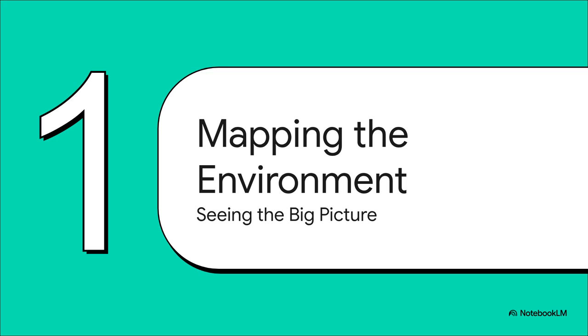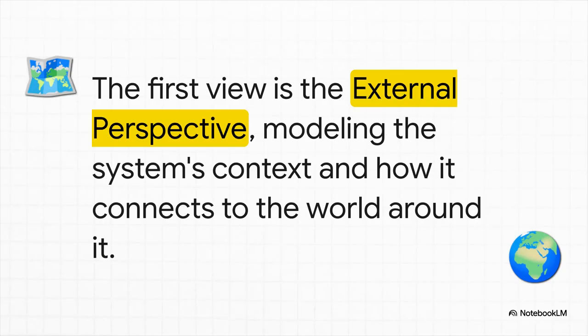First up, mapping the environment. Before you can even think about designing the building, you have to understand the neighborhood it's going to live in. And that's exactly where system modeling starts too. The very first view you need is the external perspective. This isn't about what's inside the software yet. It's all about what's outside it, how it's going to connect and relate to the world around it.